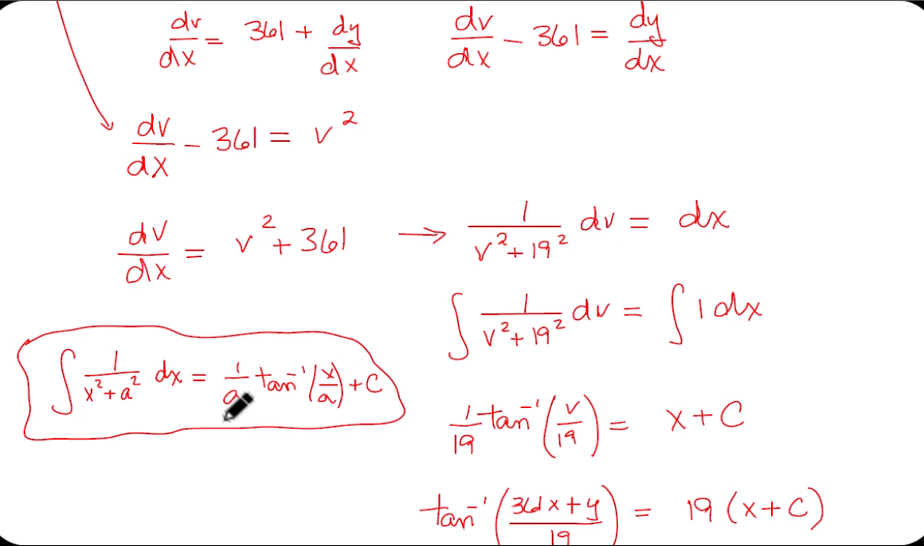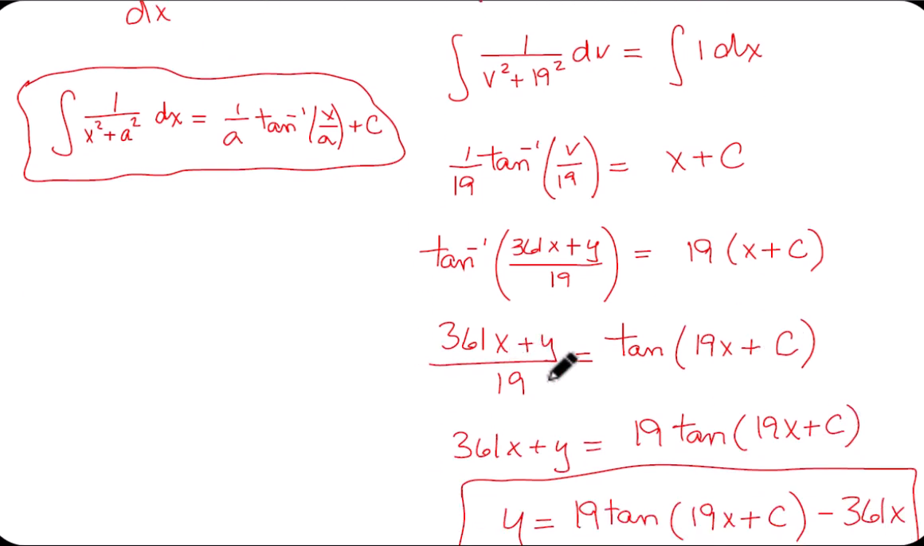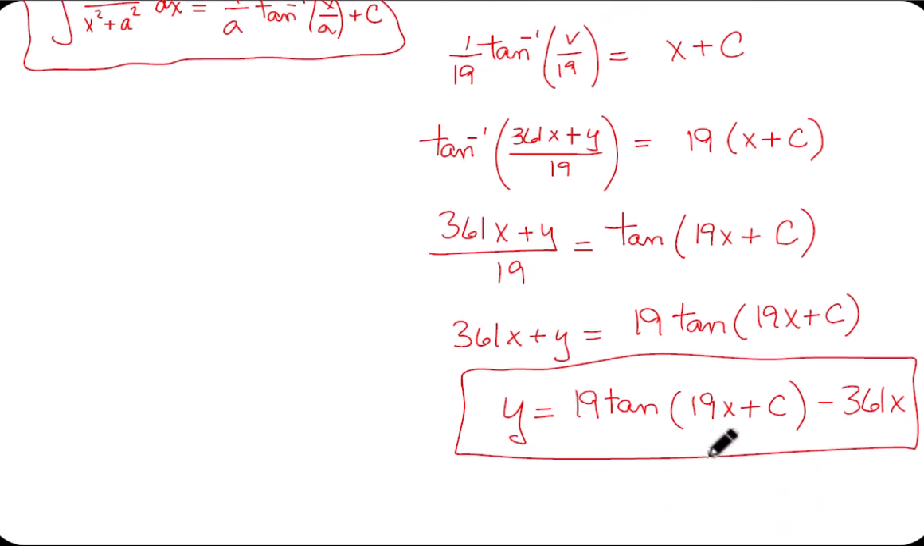All right, so looking at that, what do I know about v? Well, here was my substitution for v. I'm going to multiply through by 19. I want to get the inverse tangent alone. I'm going to take the tangent of both sides. All right, that'll get my hands on the inside stuff. Multiply by 19 to clear this away. I'm trying to get y by itself. And so finally, with a little work, we have solved our differential equation.